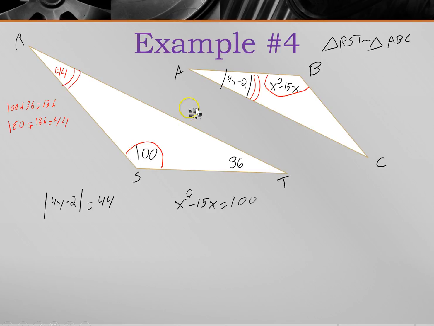Okay, so for this particular case, this angle for y, the opposite value of 4y minus 2, angle A matched with angle R. That's why we had to go figure out what this missing angle is. 100 plus 36 is 136. That taken from 180 is the 44 that's missing. So the opposite value of 4y minus 2 equals 44. And then the remaining angle, the x piece, is angle B, matched with S: x squared minus 15x equals 100. So again, pause this video right here, so you can work out those solutions.